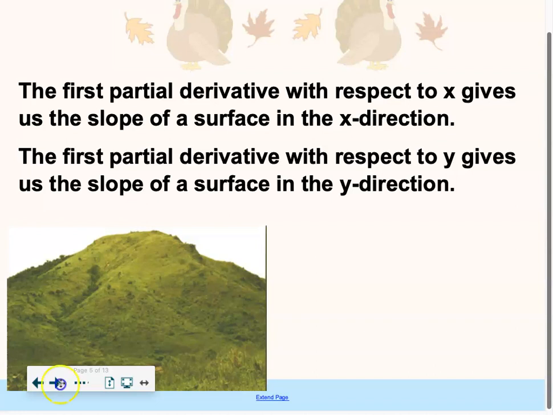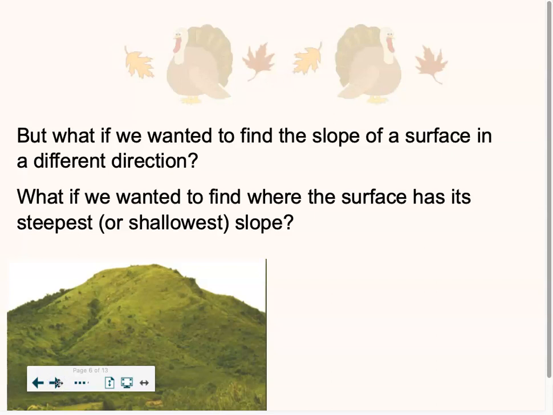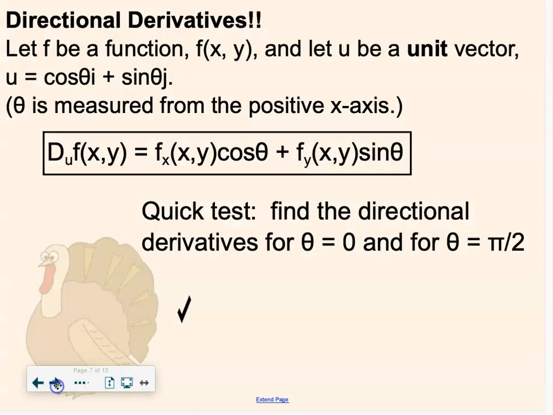But what if we wanted the slope of the surface in some other direction, instead of just x and y? What if we want the slope of the surface that way? So how do we do this? Also, what if we want to find the steepest slope or the shallowest slope or whatever? So today we're going to learn how to find a directional derivative, which gives us a slope in any direction.